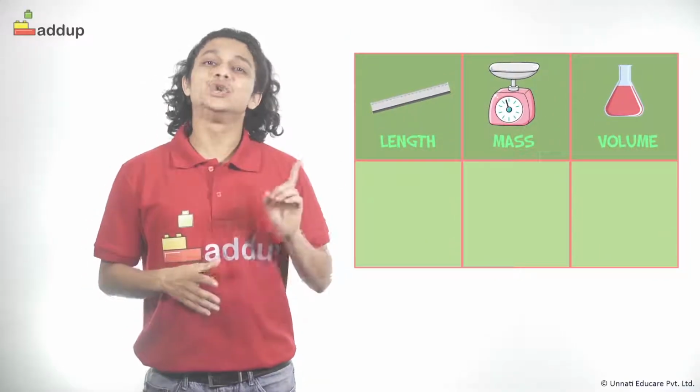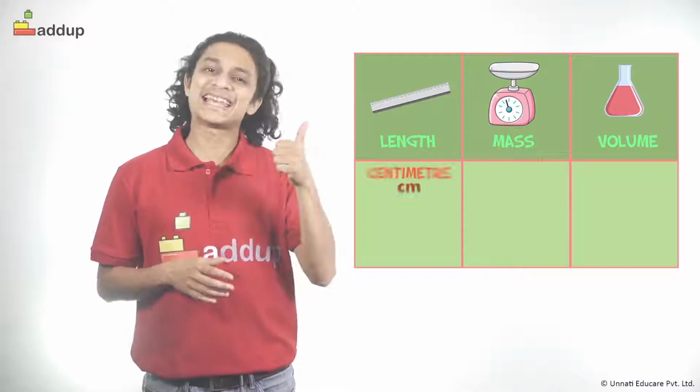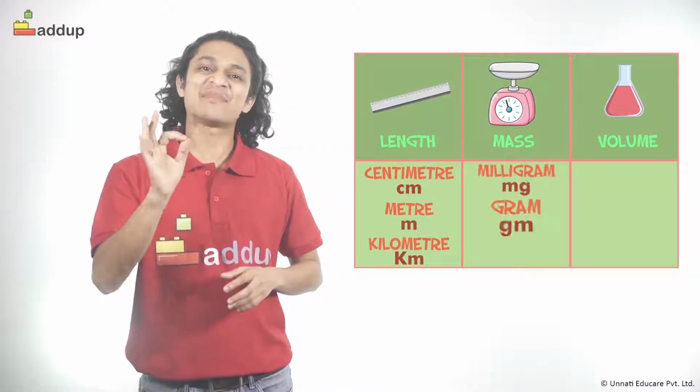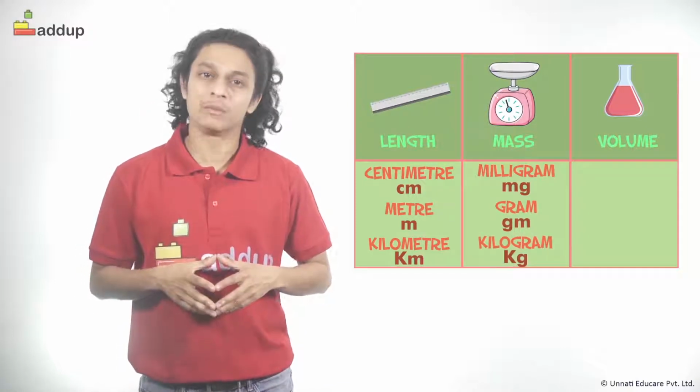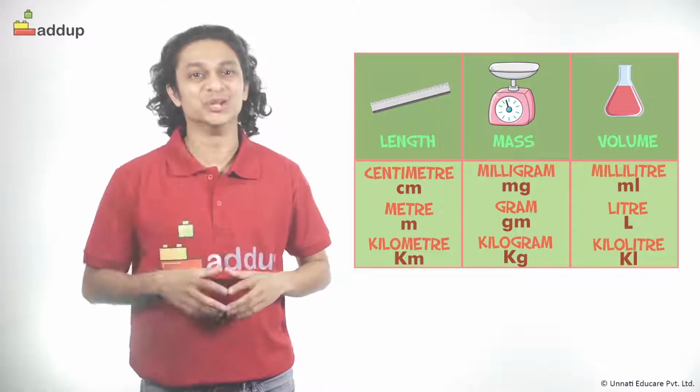All measurements use these prefixes. Here are some you may recognize. Centimeter, meter, and kilometer for length. Milligram, gram, and kilogram for mass. Milliliter, liter, and kiloliter for volume.